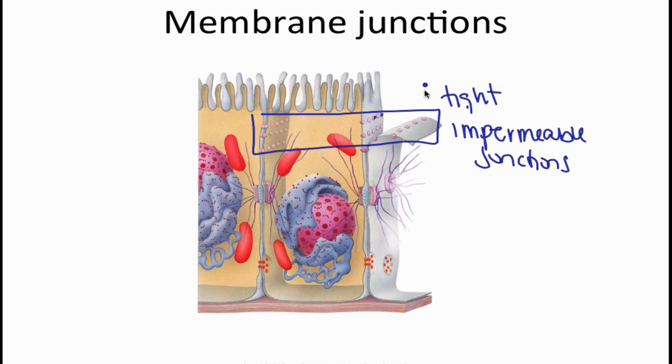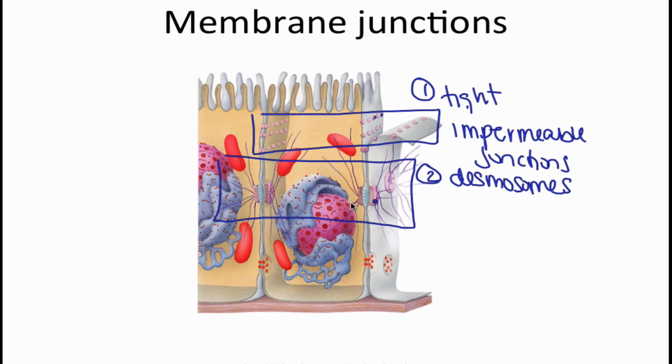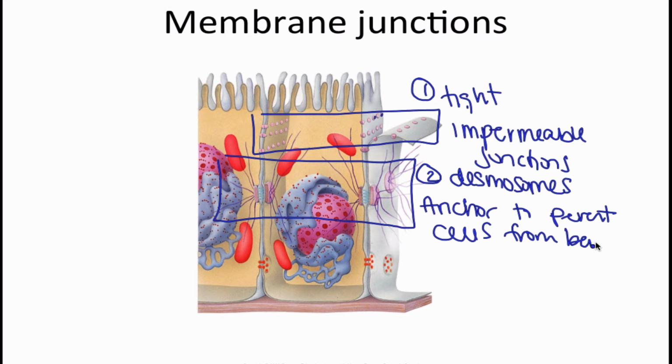The second, so that's number one. The second type of junction, which is right here, are called desmosomes. Desmosomes to me look like plant roots. Okay, so you see all these little purple stringy looking plant root material coming out from those pink centers. Desmosomes are functioning to anchor, to prevent cells from being pulled apart.